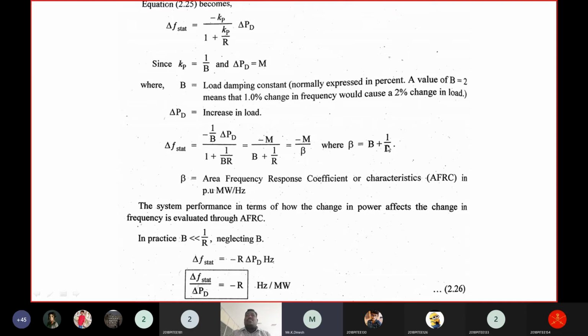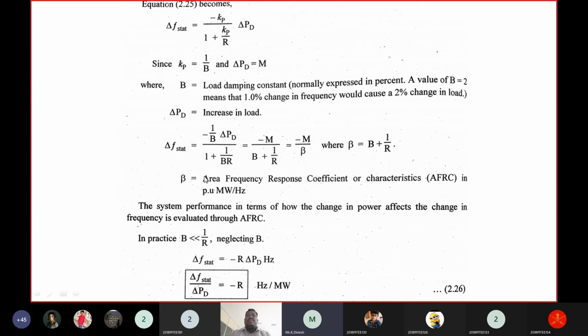So the B plus 1 by R I am considering as beta. So minus M by beta. So beta is nothing but B plus 1 by R. So what is beta? It is the area frequency response coefficient, or characteristic, in simplest terms AFRC, in per unit megawatts per hertz. So the system performance, the change in power affecting frequency, is evaluated by AFRC. So the overall performance of the system is measured with the help of your beta value.